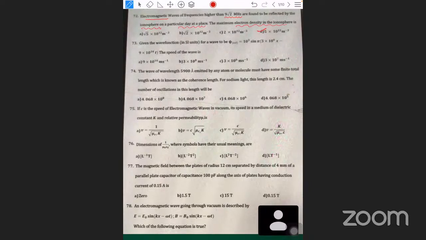What is electron density? Electron density means the number of electrons per unit volume. In the ionosphere, it is of the order 10 power 12. So you can choose 5 into 10 power 12 per meter cube.